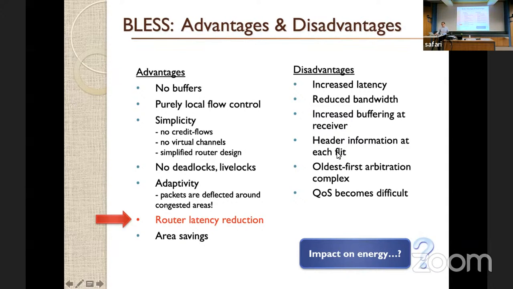So there's header information at each flit. Clearly, there's no head, body, and tail anymore. Every flit is independent. And oldest first arbitration is definitely complex. That's true, and we will see this later on. And quality of service also becomes difficult because now every flit is routed independently. But this is something that people have tackled later on.